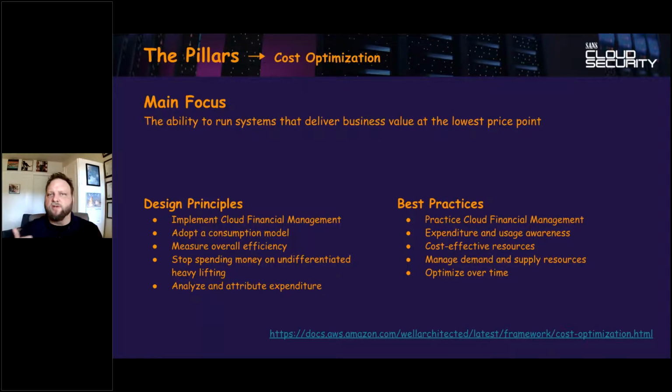The focus with this pillar is the ability to run systems that deliver business value at the lowest price point possible. This includes having financial management plans and also controls in place for minimizing cost. Put alerts in place that will let you know if you break or are approaching thresholds that you put in place.